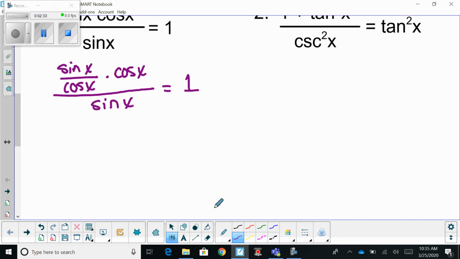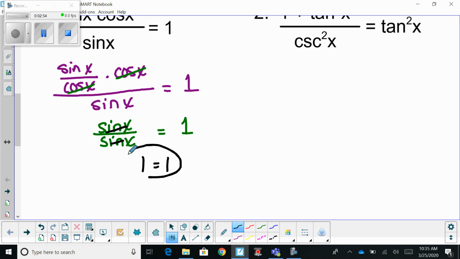Now in my numerator I can cancel out these cosines. Cosine cancels with cosine, and now I have sine x over sine x. As we know, anything over itself is always 1, so this becomes 1, and I have 1 equals 1. And I've proved that these two sides are identical to each other.